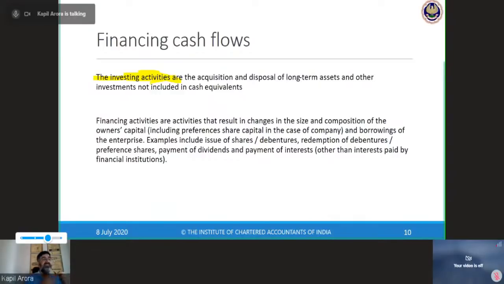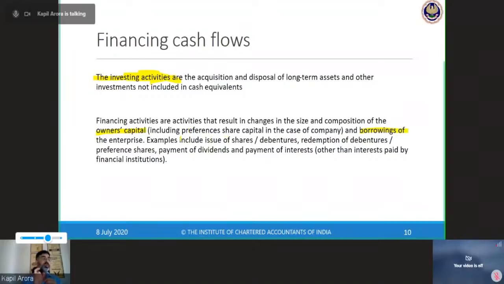So you need to understand that financing means I am arranging finance for myself. How my company is financed, right? How your business is financed, that is coming here, and financing activities talk about how you have arranged money from borrowings, from owner's capital, maybe preference shares or equity shares.